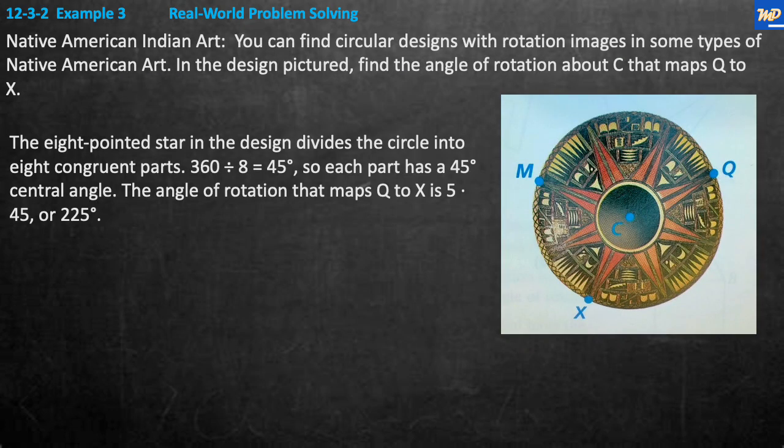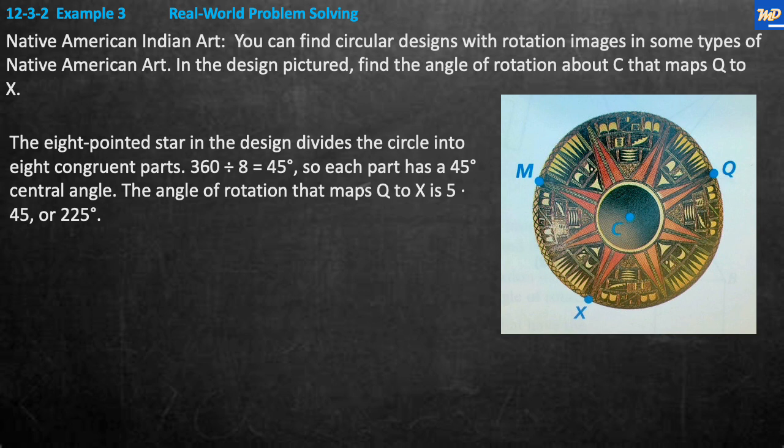Okay, example 3, a real world problem. Native American Indian art. You can find circular designs with rotational images in some types of Native American art. In the design pictured, find the angle of rotation about C, and I'll point it out if you can't see it, that maps Q to X. Okay? Find the angle of rotation that maps Q to X. That means Q would be the pre-image, if you will, X would be the image, but we're going to just map Q to X.